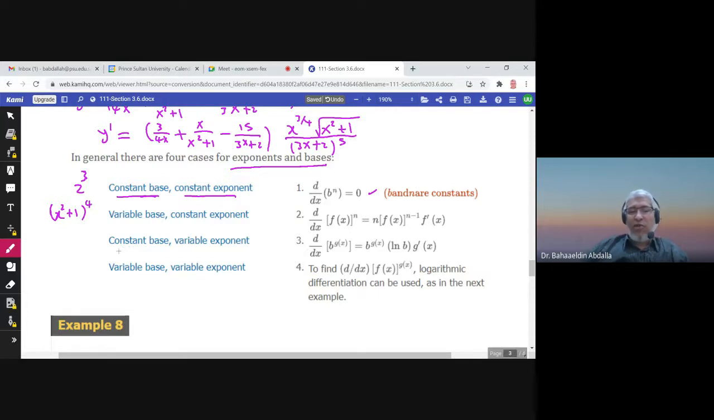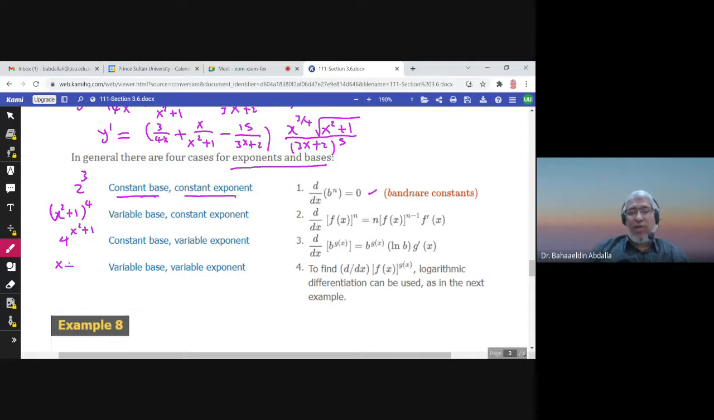Well, we could have also a constant base, for example, 4 to the power x squared plus 1, and variable exponent. So what would be the derivative of 4 to the power x squared plus 1, or b to the power g of x? It is b to the power g of x times ln b times g prime. So the derivative would be 4 to the power x squared plus 1 times ln 4 times 2x. The last case which we are going to talk about today is when we have variable base and variable exponent.